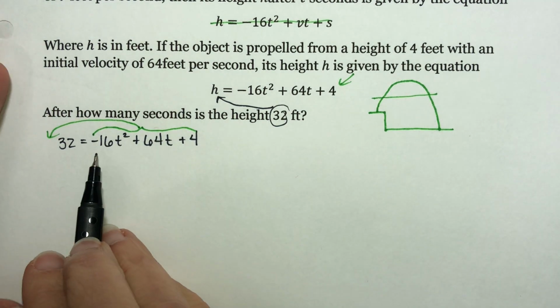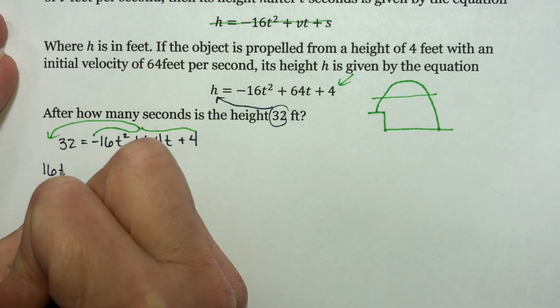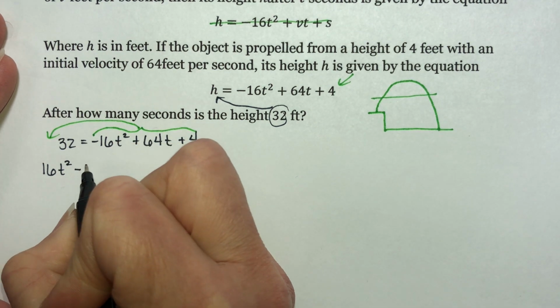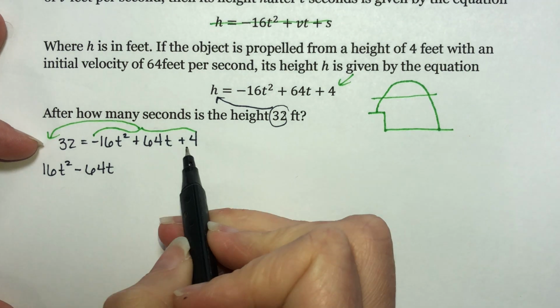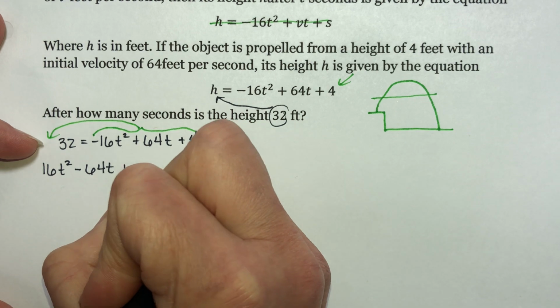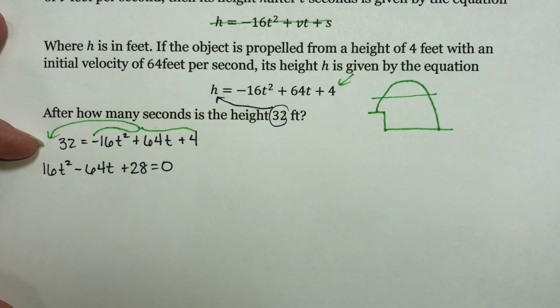So here I would be adding 16t squared to both sides, so that gives me 16t squared. Here I'm subtracting 64t from both sides. Okay. And here I'd be subtracting 4. 32 minus 4 is 28. And now it's equal to 0.